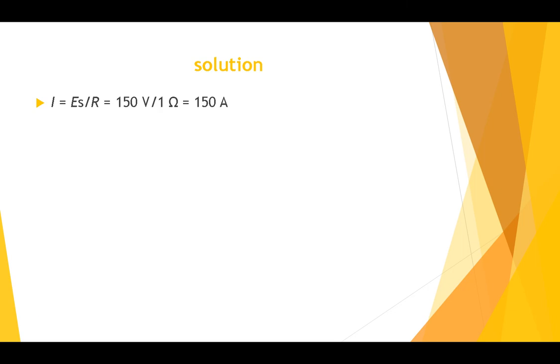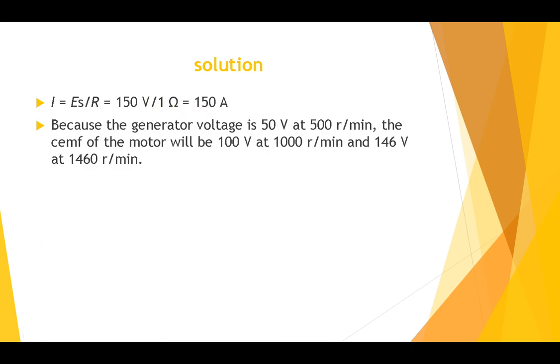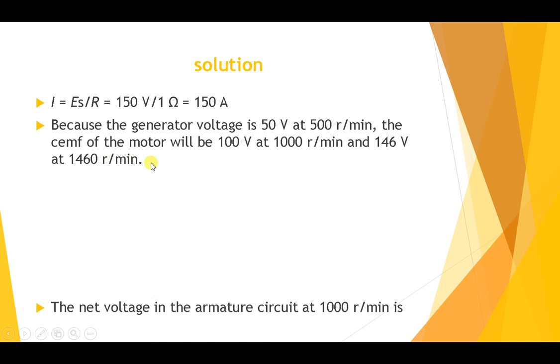First we need to find the current I, which is equal to the supply voltage divided by resistance. So 150 volt divided by 1 ohm, we get 150 ampere. The next one is, because the generator voltage is 50 volt at 500 revolution per minute, the counter EMF of the motor will be 100 volt at 1000 rpm and 146 volt at 460 revolution per minute.